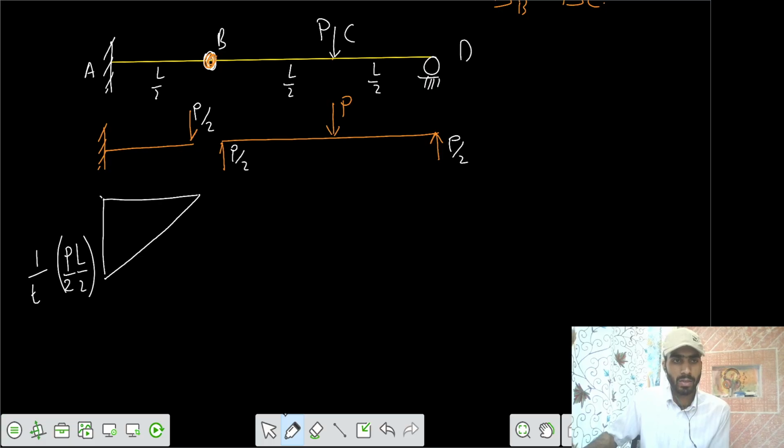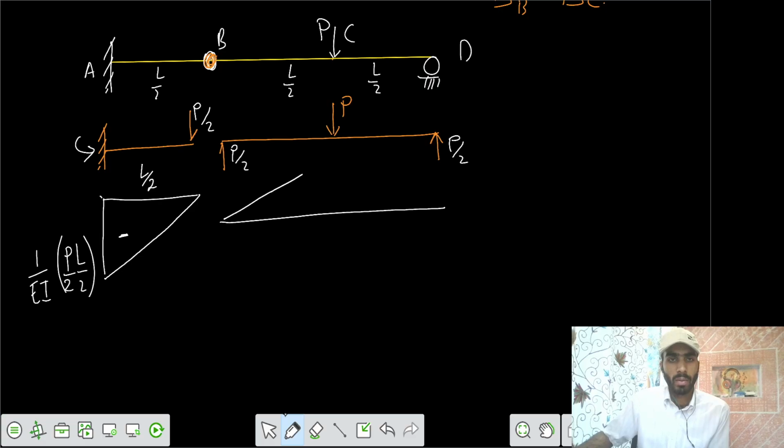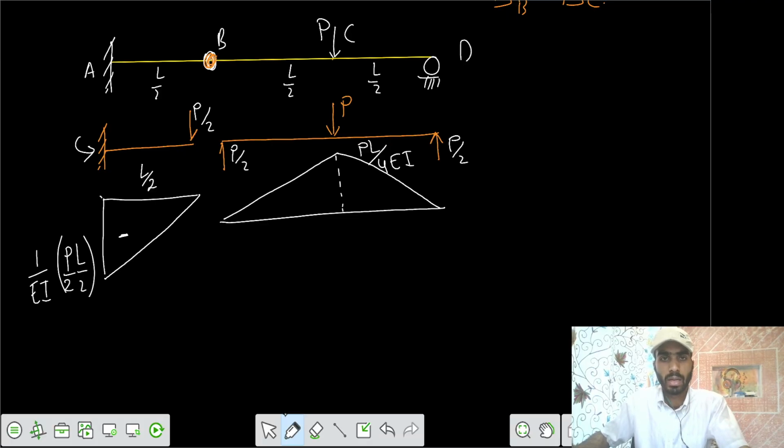Then you divide by EI. So you're left with PL by 4EI. And this is negative because it has developed an anti-clockwise moment of PL by 4EI. Then length is L by 2. And similarly, you have a free bending moment diagram of PL by 4, and you divide it by EI. So you are left with PL by 4EI.